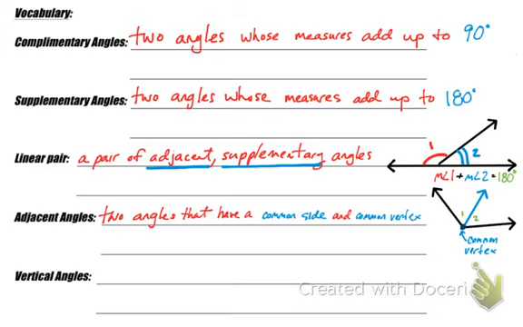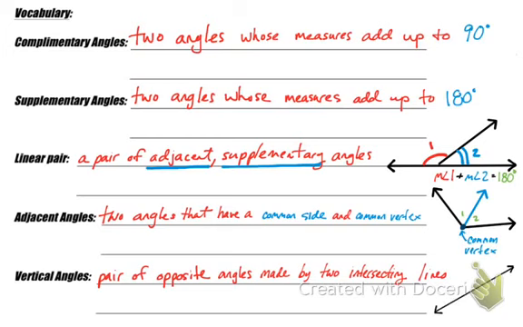Alright, and then the last one is vertical angles, and these are a pair of opposite angles made by two intersecting lines. So if we draw this out, bear with me here, we have a straight angle, that's one straight line, and another straight line that intersects, and the two angles that are opposite of each other are considered vertical angles. So the measurement of angle 1 is actually equal to the measurement of angle 2. So these two angles are vertical angles and have the same measurement, and these two as well would be vertical angles with the same measurement.